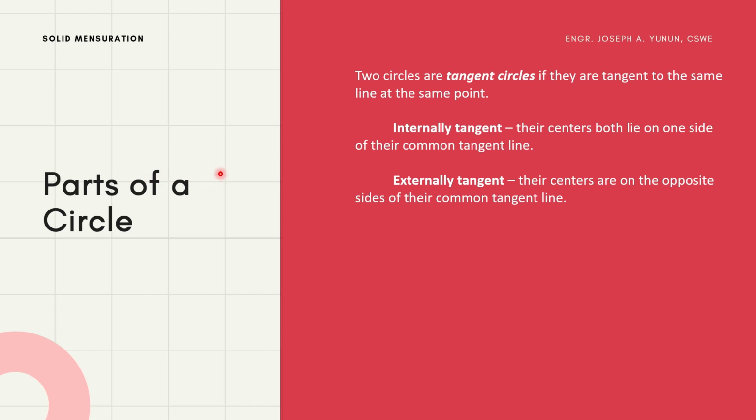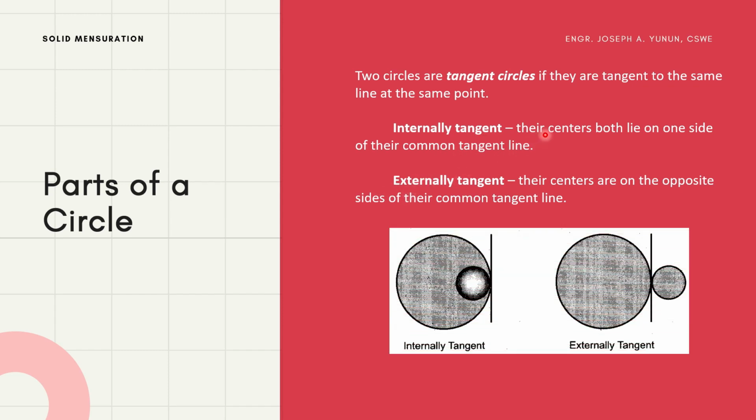Two circles are tangent circles if they are tangent to the same line at the same point. We have two kinds: internally tangent and externally tangent. Internally tangent means their centers both lie on one side of their common tangent. Externally tangent means their centers are on opposite sides of their common tangent line. So that is internally and externally tangent circles.